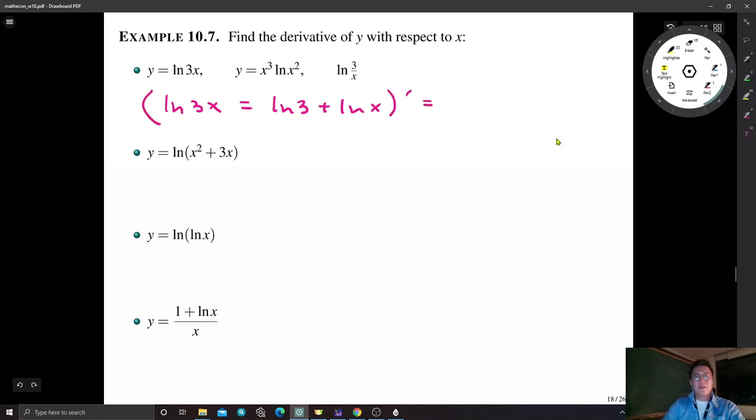Then ln 3's derivative is 0, because that is a constant. And then the derivative of ln x is 1 over x. So 1 over x is the derivative of the first function. The second function, x cubed times ln x squared. First, I can bring up the power 2. So 2x cubed ln x. This 2 comes up front.